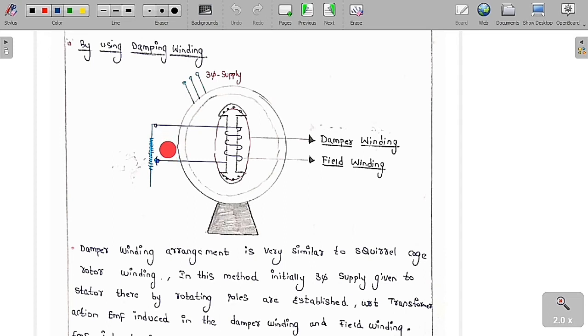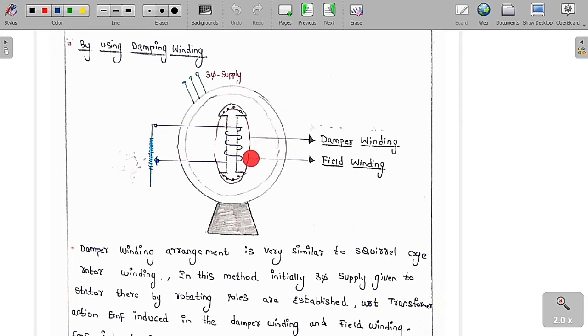If we give a DC supply, then fixed magnetic poles are going to be present, and the rotating magnetic field and the fixed poles are going to get magnetically locked, so the rotor runs at synchronous speed. Whenever the rotor is rotating at synchronous speed, there is no relative motion between the rotor and the synchronous speed, because both are rotating at the same speed. So there is no flux cutting in the damper winding, no induced EMF, and no induced current in the damper winding. This is the concept behind all this explanation.